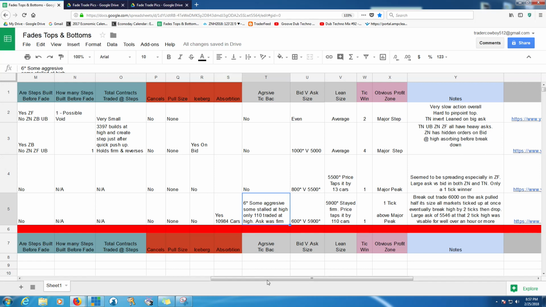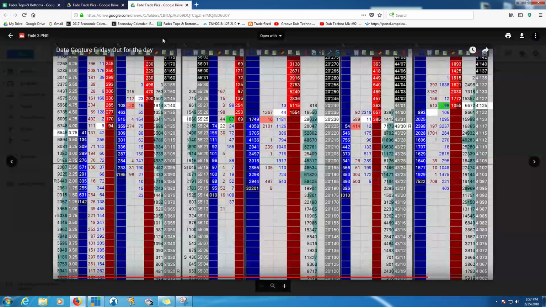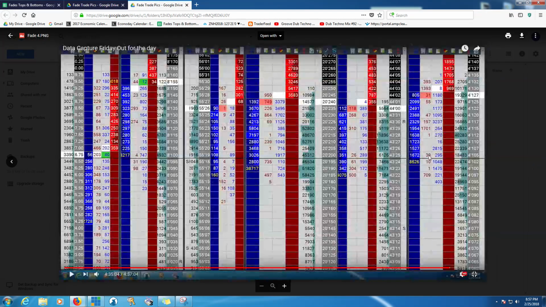So that gives me an idea if we look at the picture. And that's fade 4. Here's fade 4. 110 at the high. So that's telling me there's a bunch of tick backing here. Some aggressive tick backing and some tick backing wasn't aggressive before it ended up dropping in.